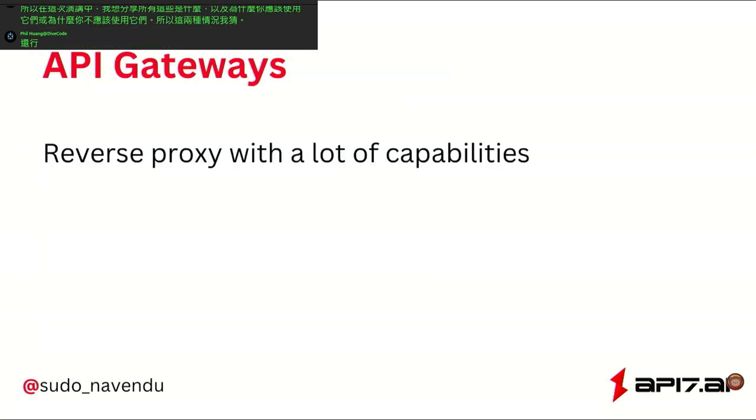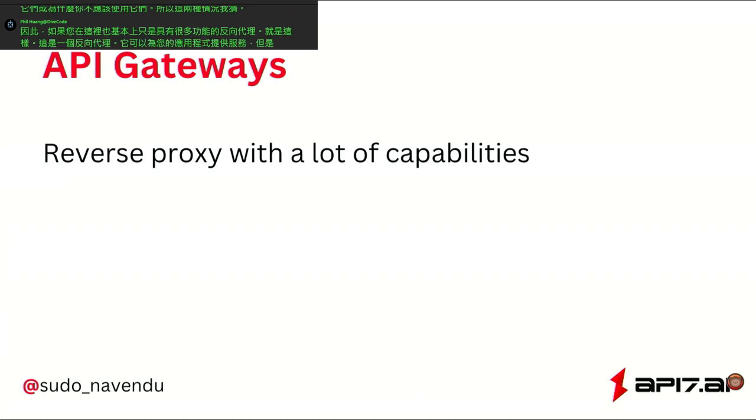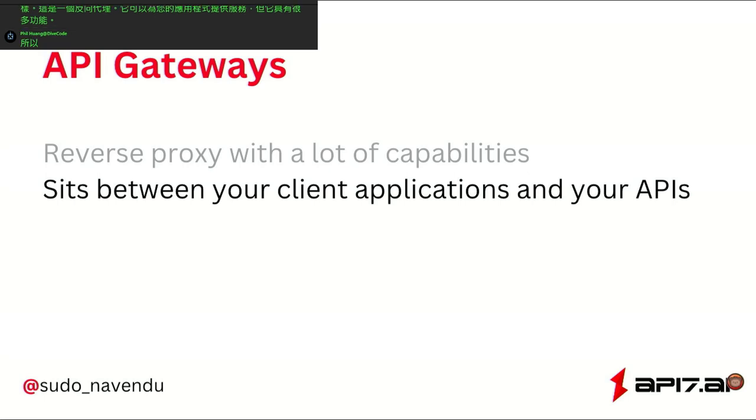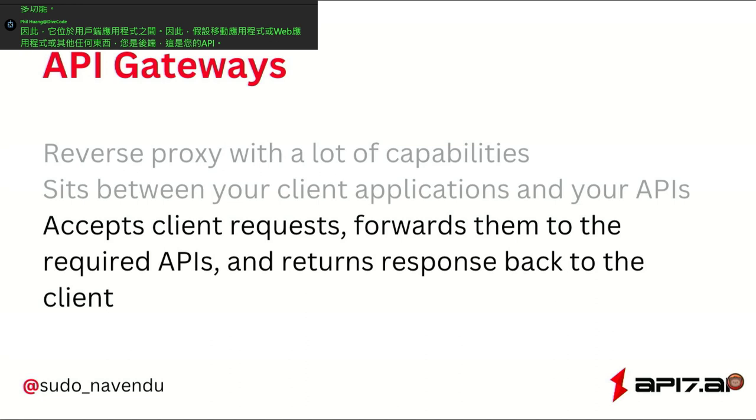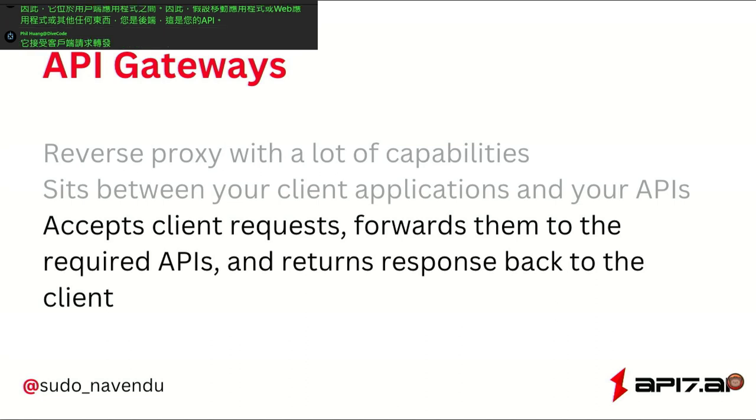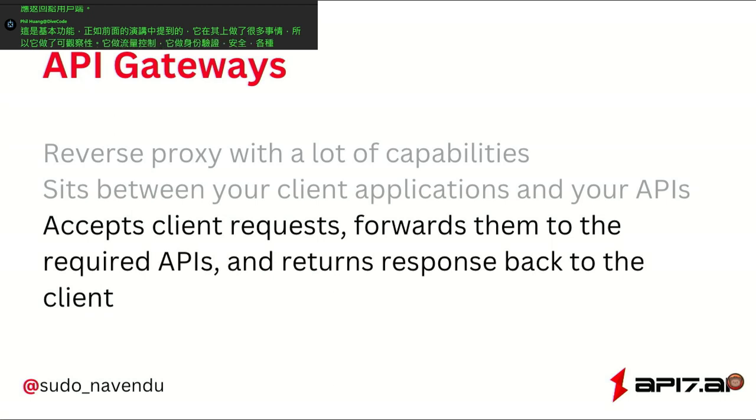Okay, so API gateways are basically just reverse proxies with a lot of capabilities. That's it. It's a reverse proxy, it can serve your application, but it has a lot of features. It sits between your client applications, let's say mobile apps or web apps or anything, and your backend, which is your APIs. It accepts client requests, forwards them to the backend APIs, and returns the response back to the client. That's the basic function, and it does a lot of stuff on top of it, as mentioned in the previous talk. It does observability, traffic control, authentication, security, all sorts of stuff. So a reverse proxy with a lot of capabilities.